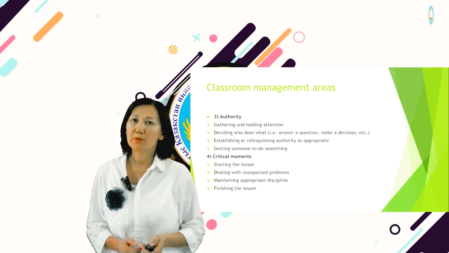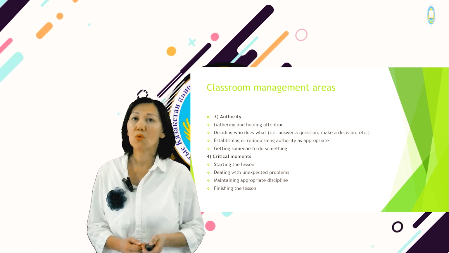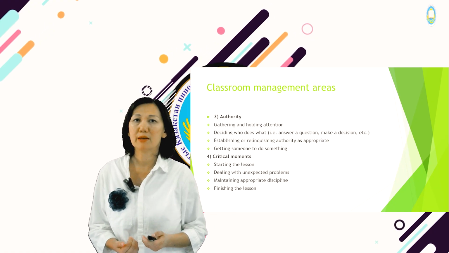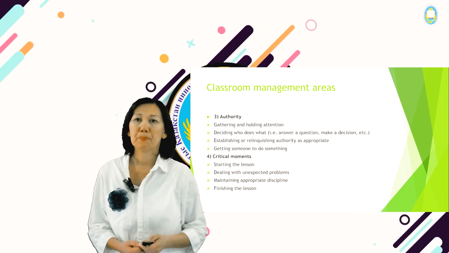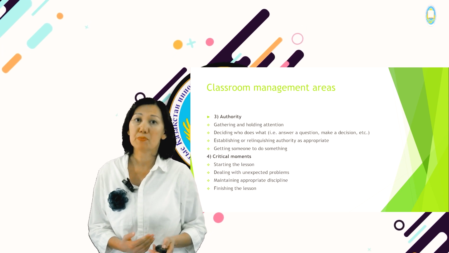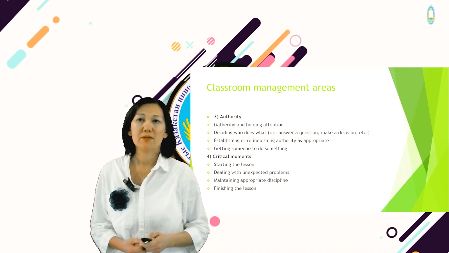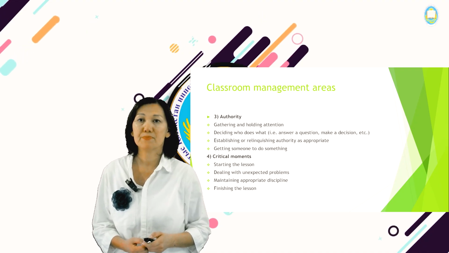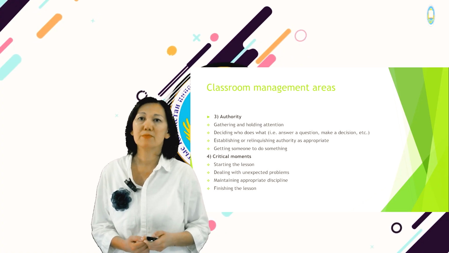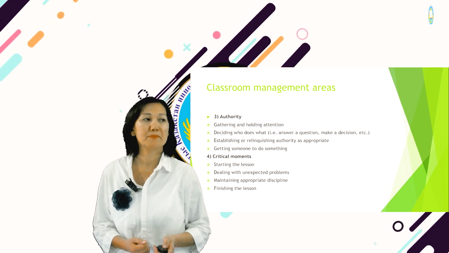Also, when we talk about classroom management, we talk about authority. So that means gathering and holding attention, deciding who does what, for example, answer a question, make a decision, and also establishing or relinquishing authority as appropriate, and also getting someone to do something. The next part is critical moments: when you start the lesson, when you deal with unexpected problems, and maintaining appropriate discipline in your classroom, and finishing the lesson.